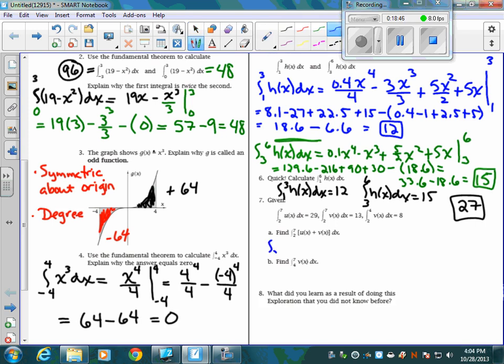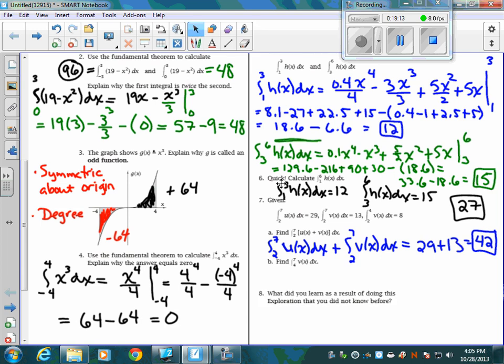Well, that's the same as the definite integral from 2 to 7 of u of x plus the definite integral from 2 to 7 of v of x. So all I need to do is add the two definite integrals that I knew, which was 29 and 13, and that gives me 42. Hopefully. Let me know if that's wrong.